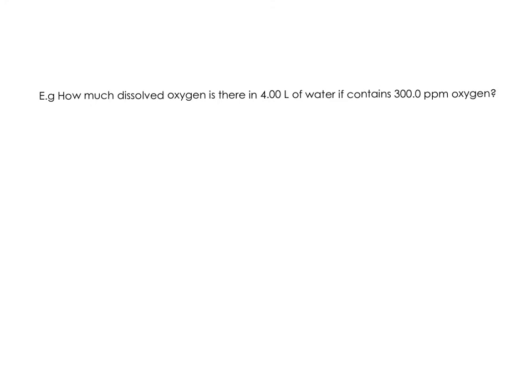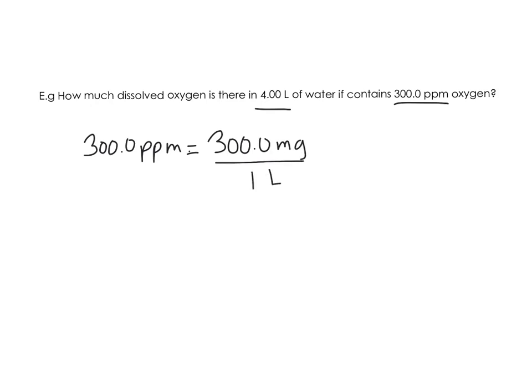How much dissolved oxygen is there in 4 liters of water if it contains 300 parts per million oxygen? So we want to know how much dissolved oxygen there is. We know the sample size is 4 liters. We know that it's 300 parts per million. So 300 ppm can be written as 300 milligrams per 1 liter. All we do is we change ppm to mg over L. We could have done mg over a kilogram if we were given a mass instead of volume for water.